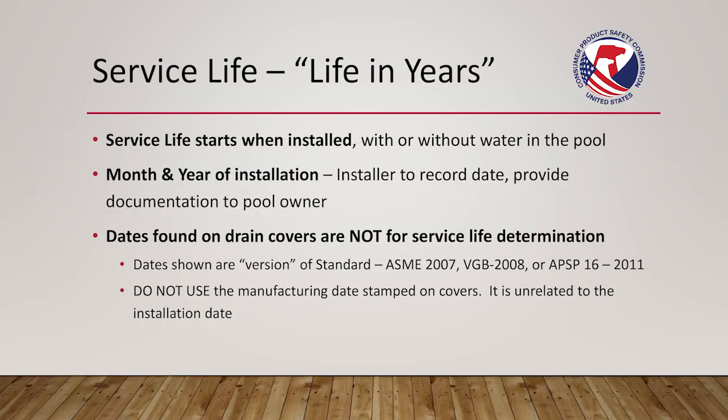Now, here's another important thing: the dates found on the drain cover have nothing to do with service life. And I wouldn't be surprised if it's over 100 calls in the last 7 or 8 years. So people will look at a drain cover, this started happening in 2015, and say, oh, the drain cover says ASME A112 2007. It's got a 5-year life. It's 2015. It's expired.